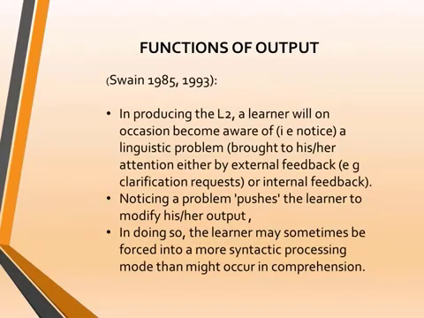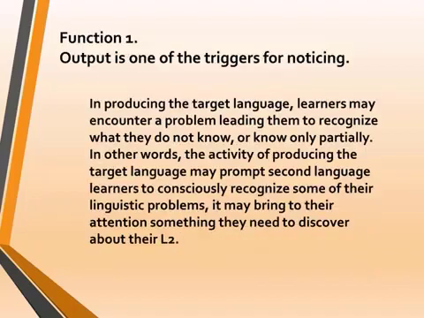Let us analyze each of these functions of output more in depth. Firstly, as we know, output is one of the triggers for noticing. As students are producing the language, they may encounter a problem, leading them to recognize what they do not know, or know only partially. In other words, the activity of producing the target language may prompt second language learners to consciously recognize some of their linguistic problems. It may bring to their attention something they need to discover about the L2. So, output is a means of identifying the flaws in your linguistic competence.